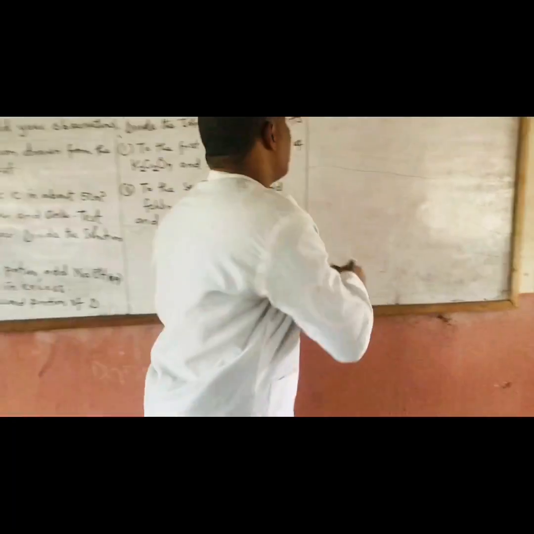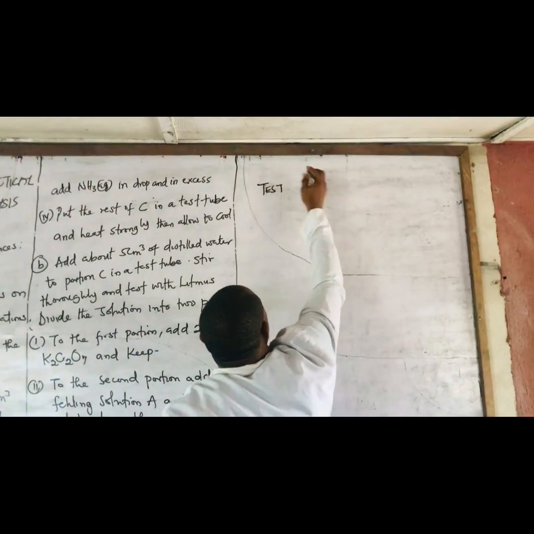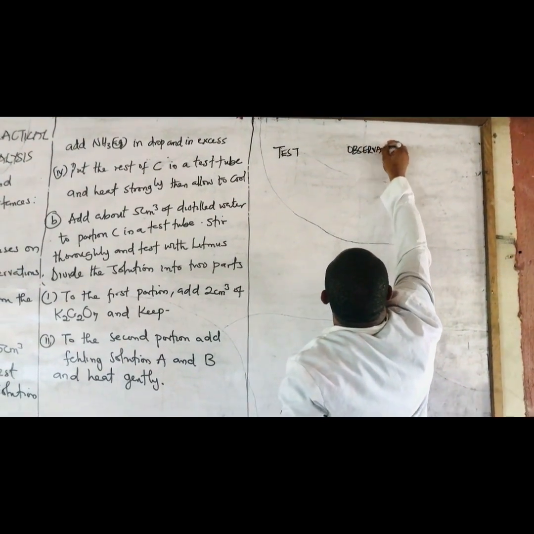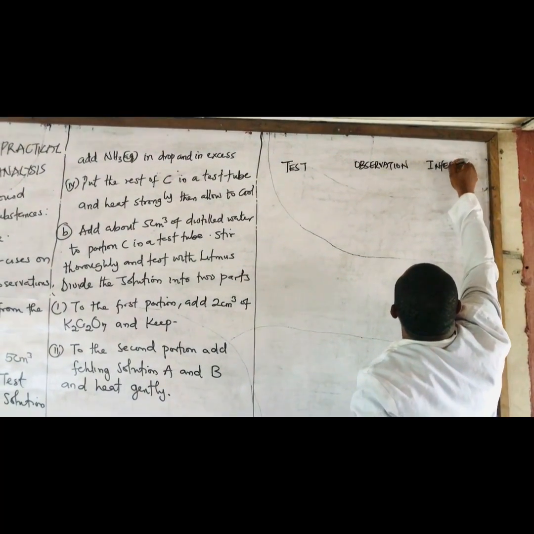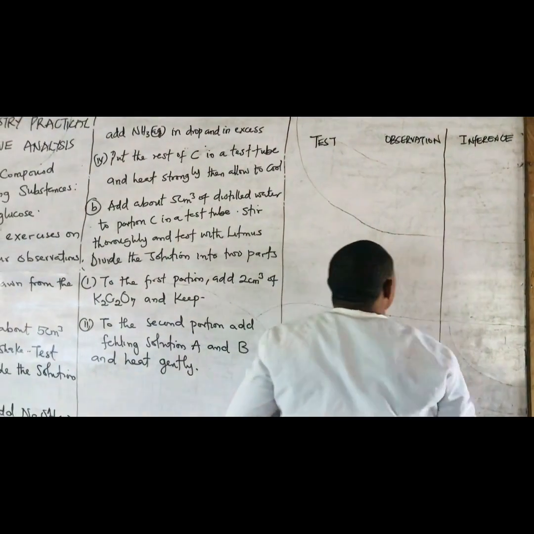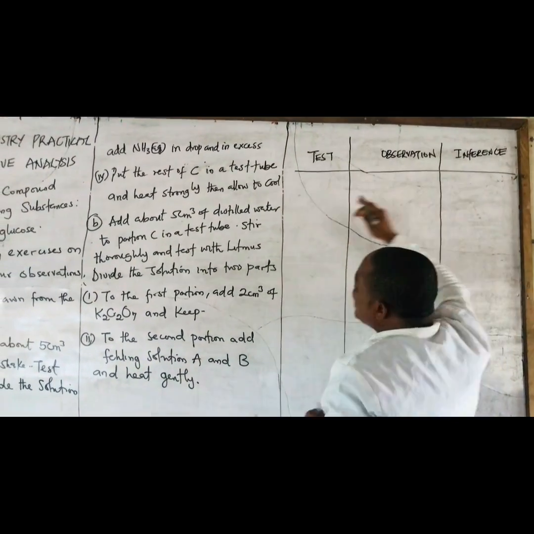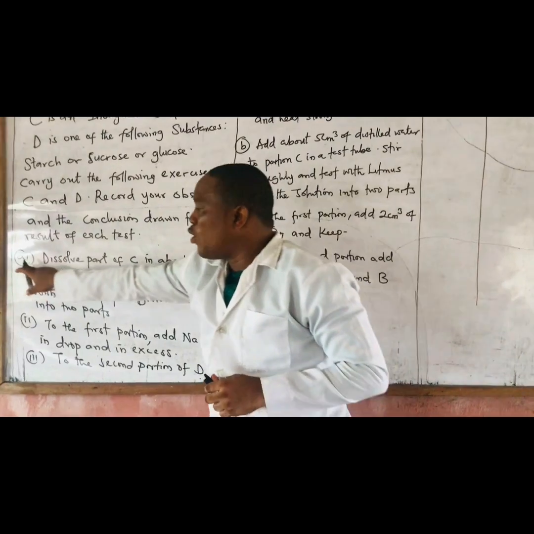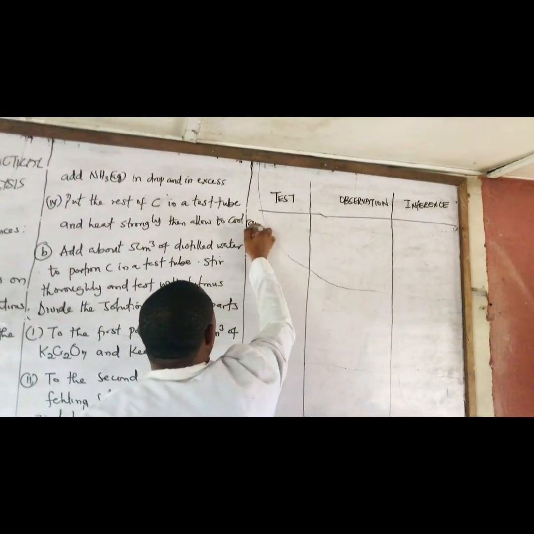Let me write this first so that we'll just record immediately. Test, observation, and inference. What am I inferring from those things? Test, observation, and inference. So please, the numbering is very important. You have to be orderly, please. The numbering. So we are working on A, Roman figure 1, so I will write A, Roman figure 1.